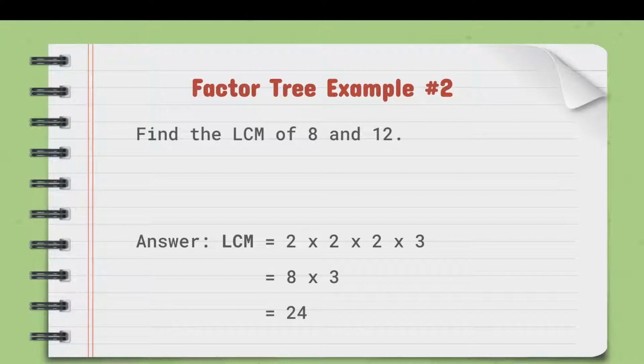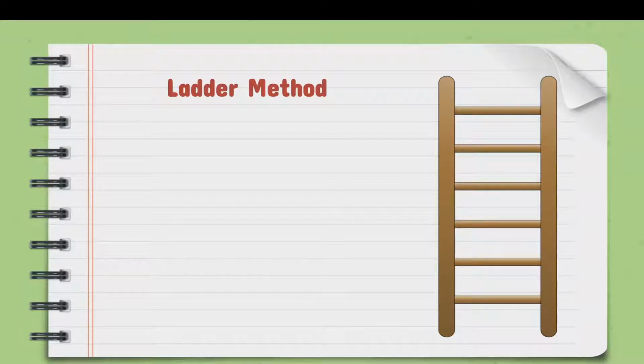The next method is honestly my favorite, and this is the one I always use when I find the LCM. It is called the ladder method, also known as the upside down or repeated division. You simply divide the numbers by their common prime factors and move down the ladder. Let me give you a visualization of what it is and how it works.